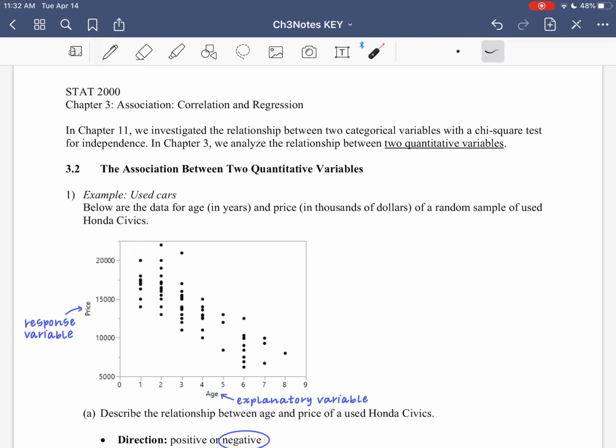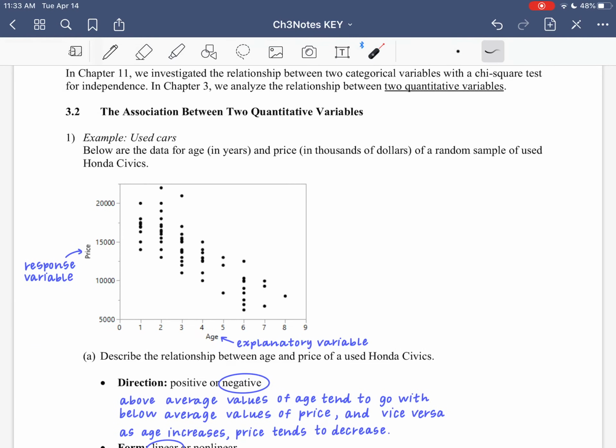So remember, a quantitative variable is a variable that takes a numerical value for which it makes sense to take an average. So we're going to see along our horizontal axis a quantitative variable, and our vertical axis will also show a different quantitative variable, and we can analyze the relationship between those two things by looking at trends in the data. So this first example, we're looking at the relationship between age in years and price in thousands of dollars for a random sample of used Honda Civics.